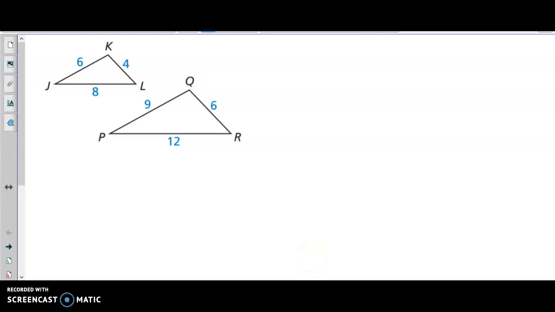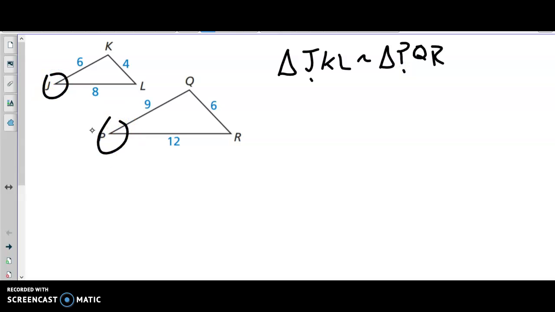So if I want to talk about these two triangles being similar, a couple things we know right off the bat. If I just say triangle JKL is similar to triangle PQR, it's still corresponding parts. So J and P are still corresponding, and the angles are congruent. K to Q, L and R, but now we are no longer saying that JK equals PQ. We're no longer saying that, because that's not necessarily true.